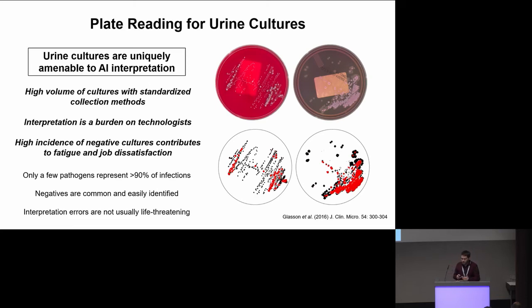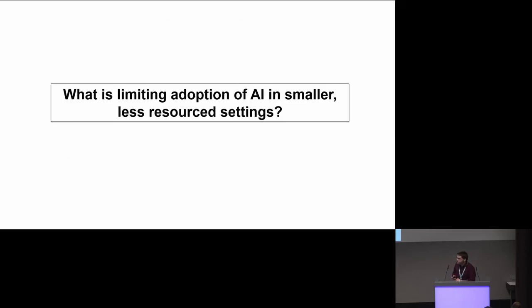At least in our practice setting, we can probably list off the majority of the pathogens. And interpretation errors, unlike sepsis, are usually not life-threatening in this case. So that leads me to the question: if we have all these opportunities to perform AI, why has AI not yet caught on in smaller, less resourced settings?